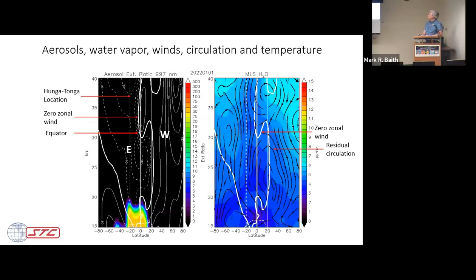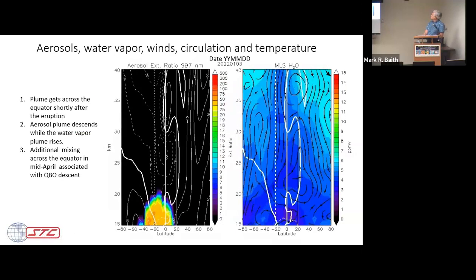It's a little movie. And in this movie, you're going to see this white line here is a zero wind line. And so this is the descending QBO westerlies here. So they're sitting at the beginning here. This is at January 1st, 2022. The date is up here. And this is the location, dotted line's location of Hunga-Tonga. And then the equator is this thick, solid white line here. Over here, you're seeing, again, the zero wind line, the easterlies and westerlies, and you're seeing the circulation as these black contours. This is basically the residual circulation. Okay, so here you go.